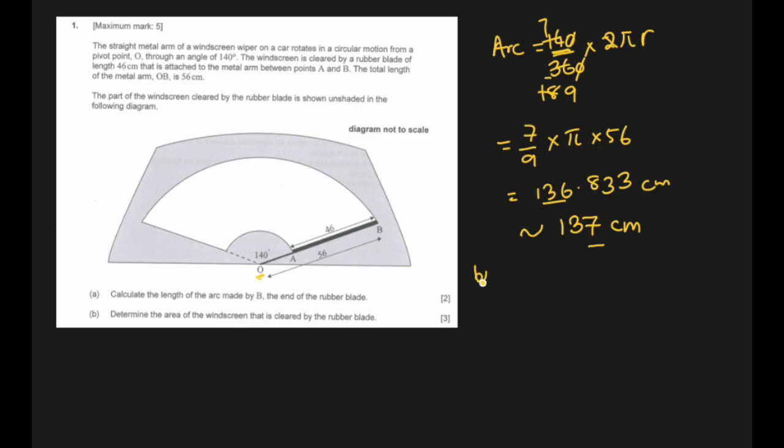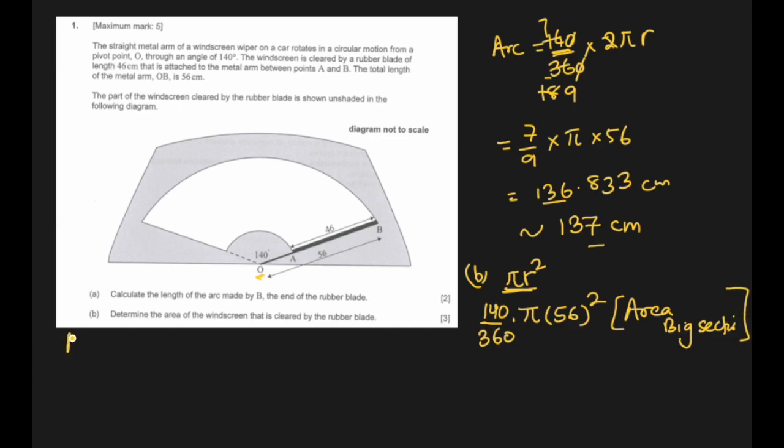So B part, it will be pi r square. This is the area of the whole circle, right? But the bigger sector, not arc, bigger sector will be 140 over 360 of this pi r square. So pi, and what is the radius for this big sector? It is 56. Correct? Similarly, this is the area of the big sector.